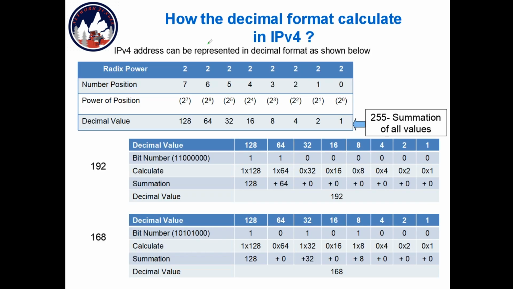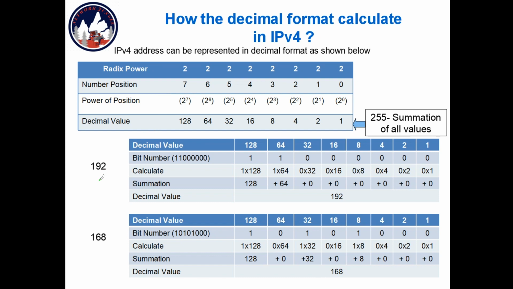Next, how is the decimal format calculated in IPv4? Here in the first row, the radix of the binary number system is 2, zeros and ones. Each portion covers 8 bits, so the range starts from 0 to 7. So 2 power 0 equals 1, 2 power 1 equals 2, 2 power 2 equals 4, 2 power 3 equals 8, likewise 2 power 7 equals 128. The summation of all the values is equal to 255.